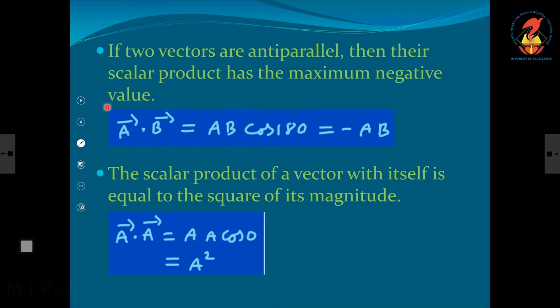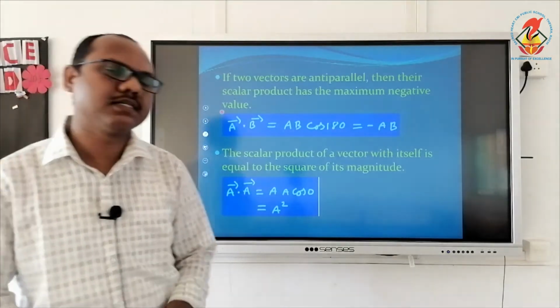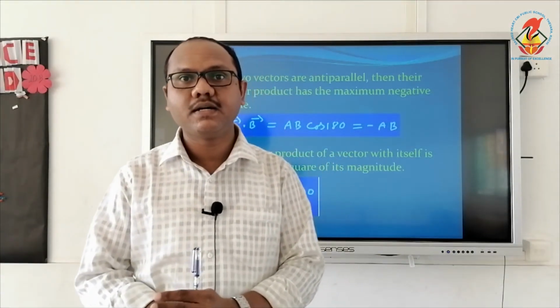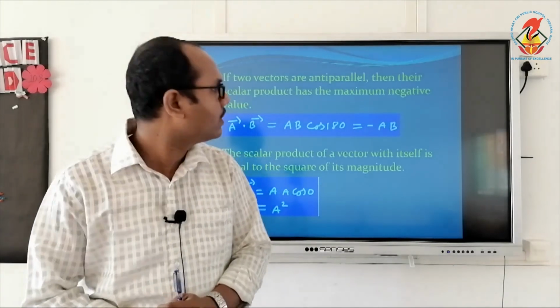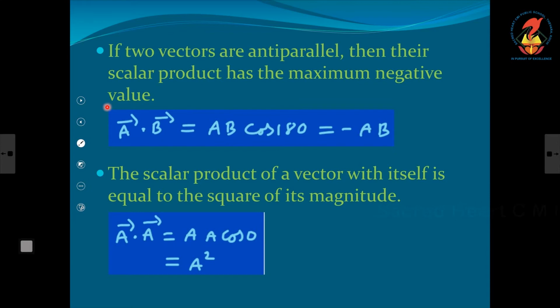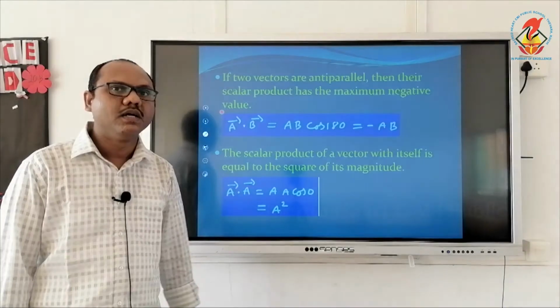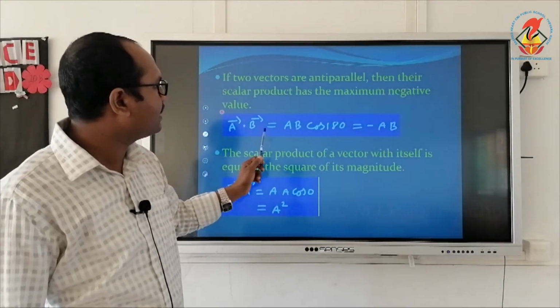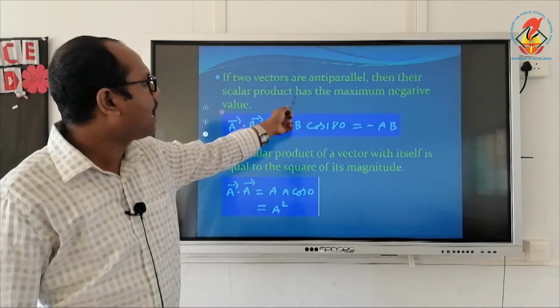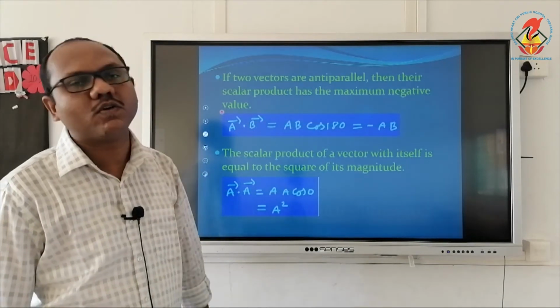Now, if two vectors are anti-parallel, then what is the angle between them? 180 degrees. Yes. And if the angle between them is 180, what is cos 180? Minus 1. Cos 180 is minus 1. So, A dot B is equal to AB cos 180. Cos 180 is minus 1, so it is minus AB. Therefore, we can say that if two vectors are anti-parallel, then they have the maximum negative value.